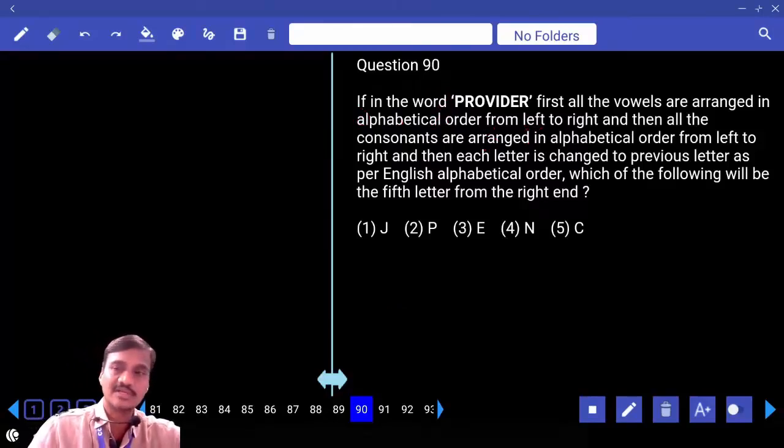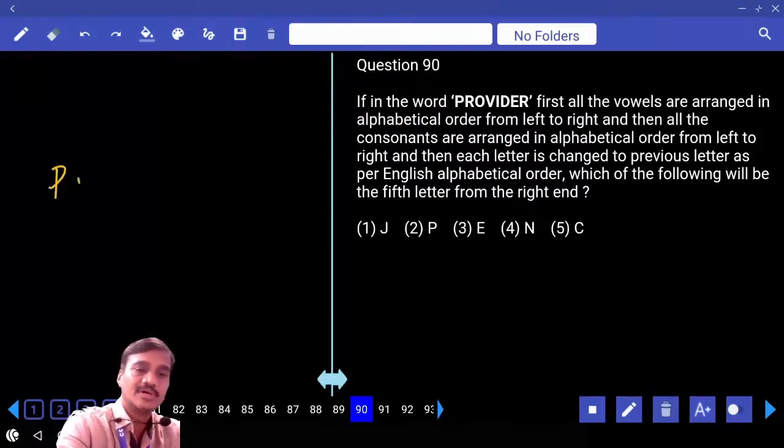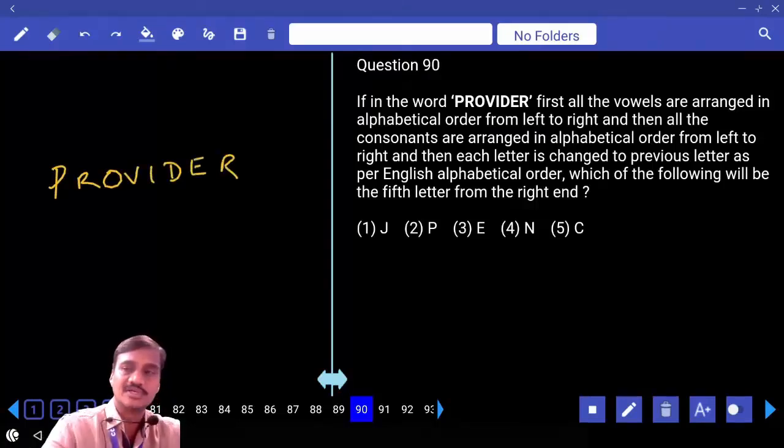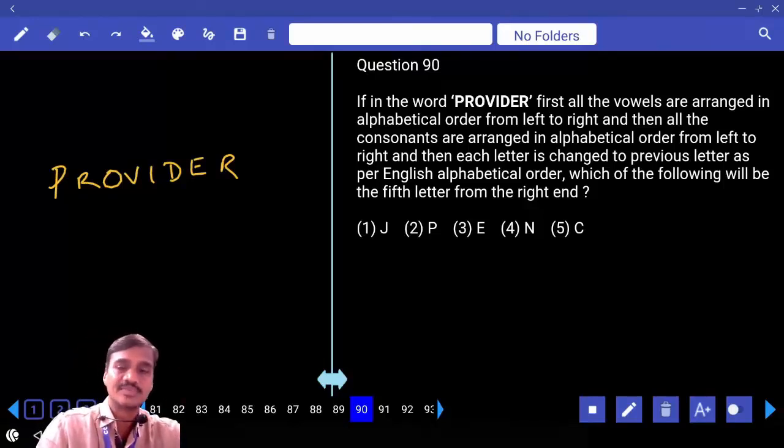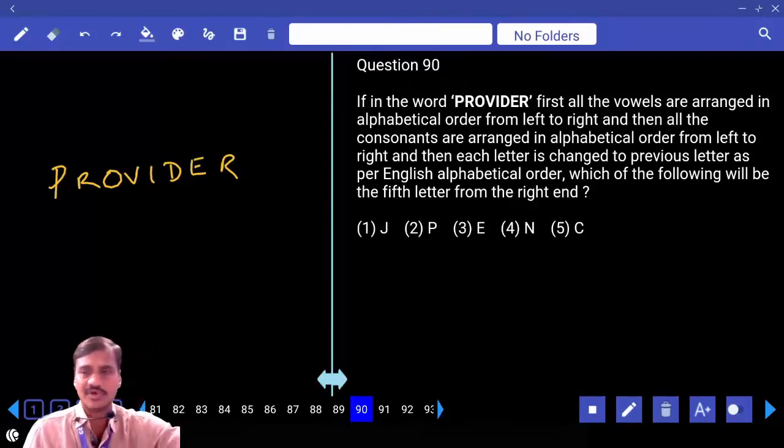Now in this question number 90, the word is PROVIDER. In this word provider, all the vowels are arranged in alphabetical order from left to right, all the consonants are arranged in alphabetical order from left to right, and then each letter is changed to the previous letter. Then which of the following will be the fifth letter from the right hand? Tell me what is your answer in this case?